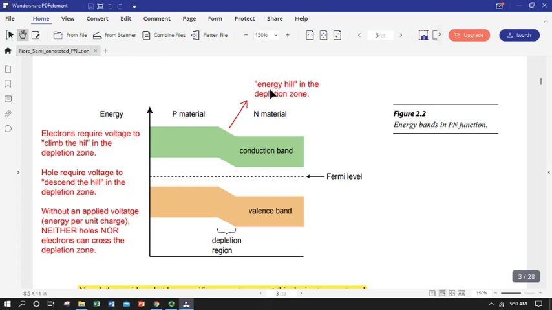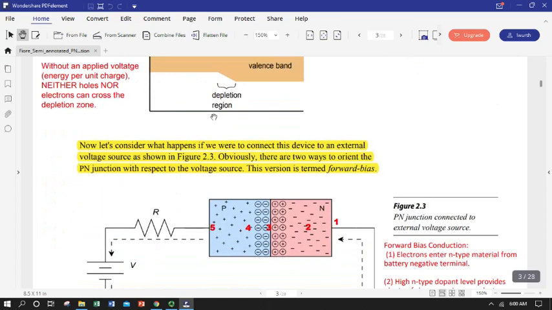Okay, so just some rules, some little notes here. Our depletion zone becomes the area where we have the energy hill. Electrons require voltage energy coming from outside of the device to climb the hill. Holes require energy in the form of applied voltage to descend the hill. If you don't have an applied voltage outside of the device, neither holes nor electrons can cross the depletion zone. So there are some rules that we're going to follow.